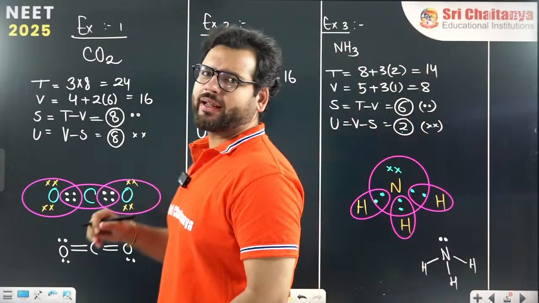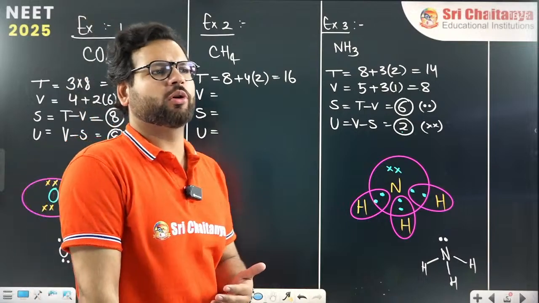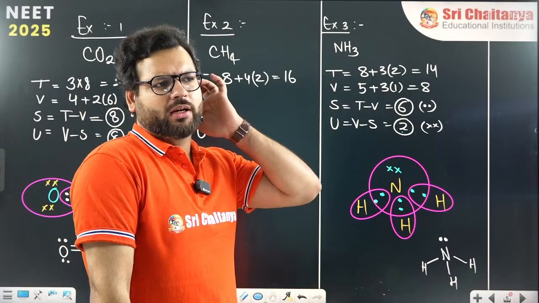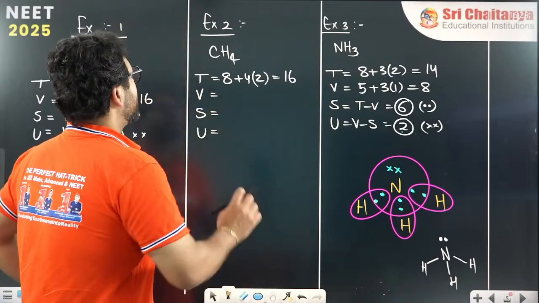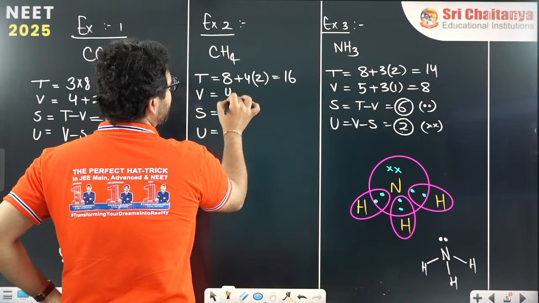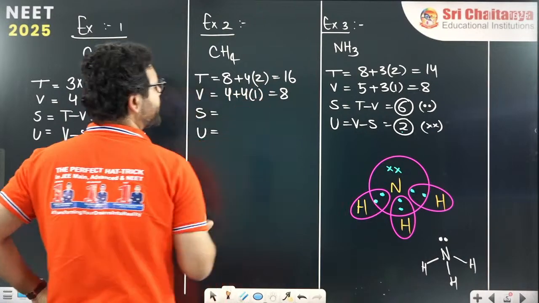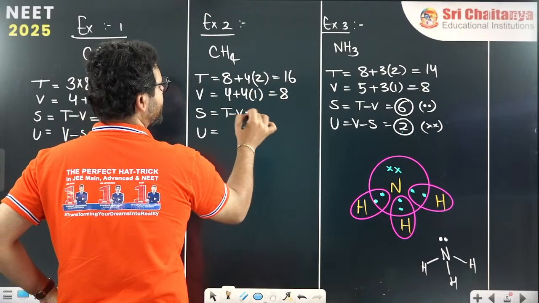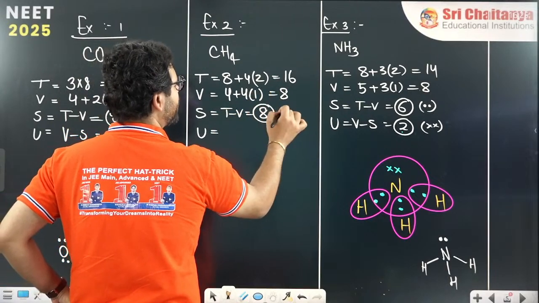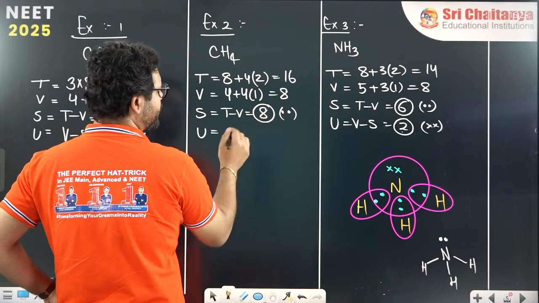Carbon says I need 8. T is nothing but total electrons. Valence electrons: carbon belongs to the 14th group, so 4 valence electrons. Each hydrogen has 1 valence electron, so 8. Then S is T minus V, 16 minus 8, which is 8. So 8 dots, and U is 8 minus 8, which is going to be 0.